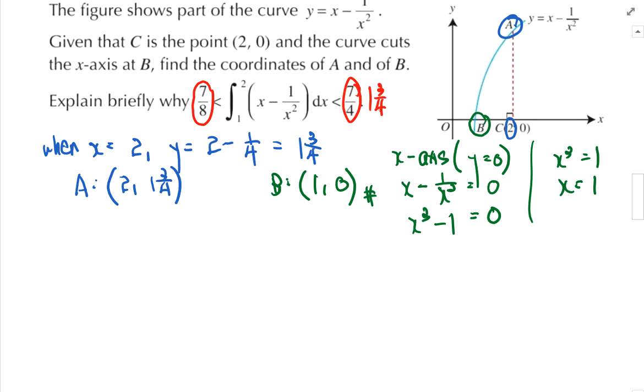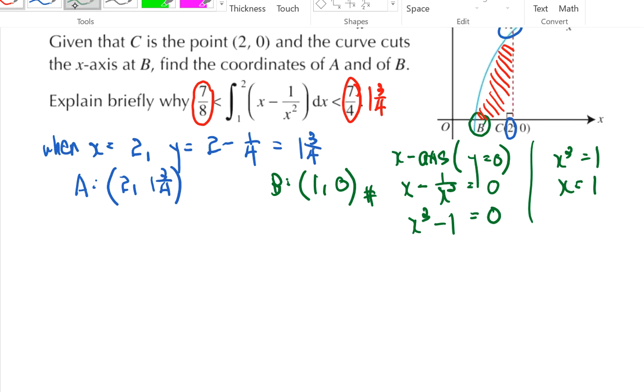So basically, you need to tell me that the area you see under the curve from 1 to 2, bounded by the x-axis, must be between these two values. Where is the area? This area. Some students will go and integrate and find the actual area and show that it's in between these two answers, but you do not know where these two values actually come from. So your job is very simple: show me how you can get those two values instead. I'm going to do that now.